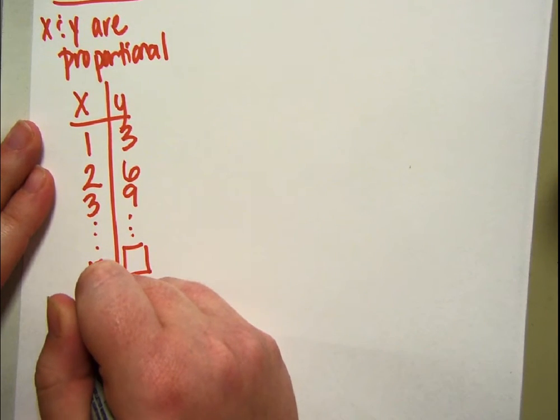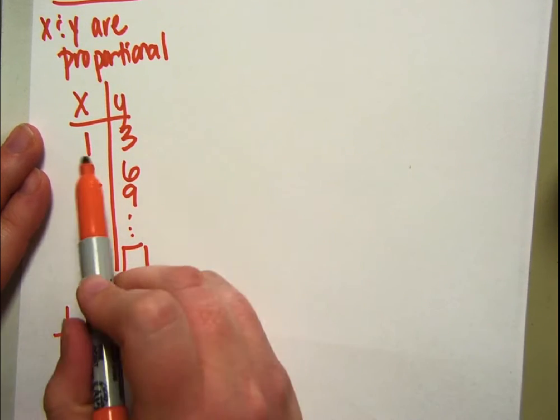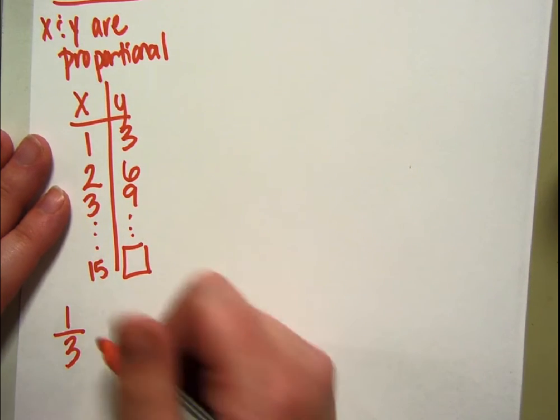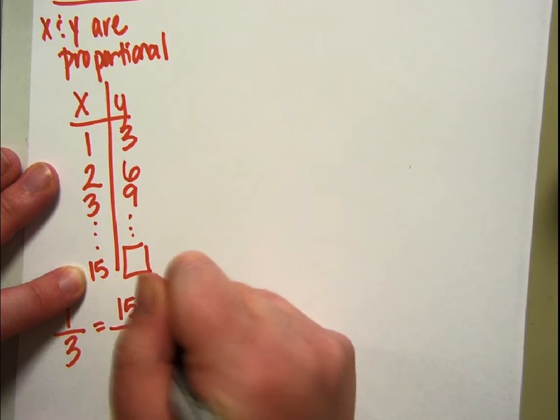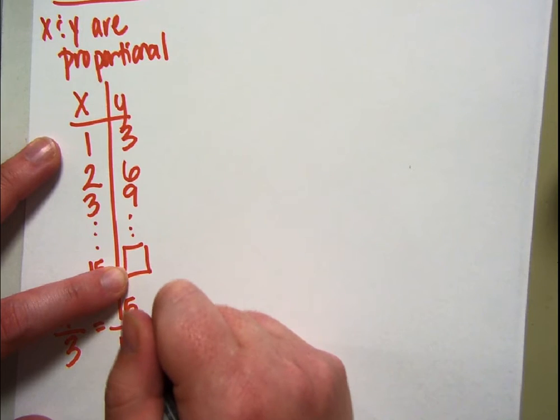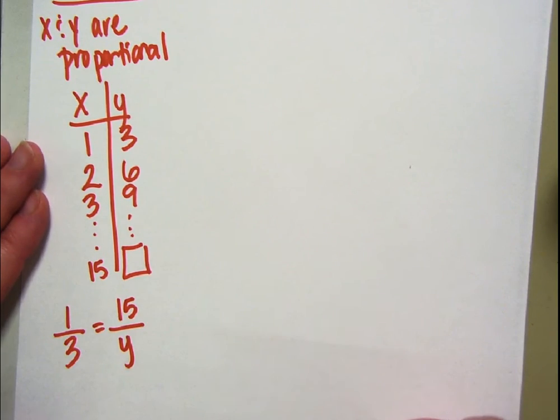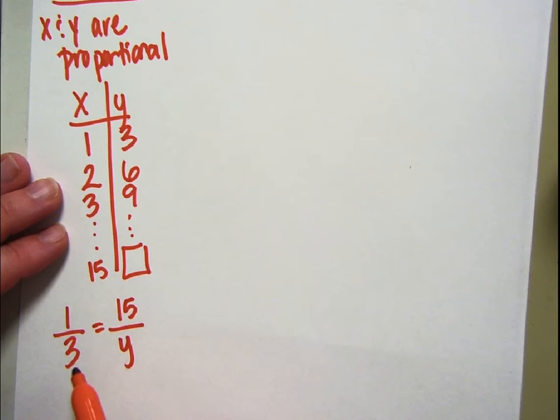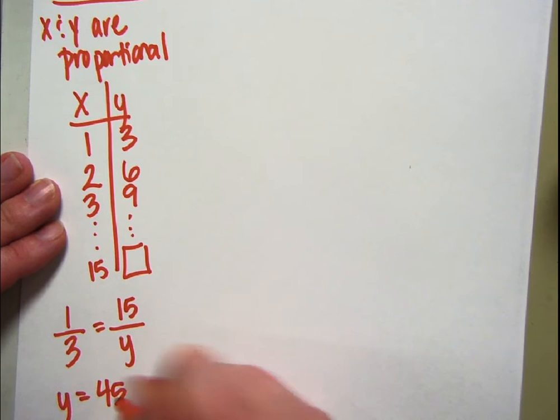Our ratio of x to y from our first ordered pair, and really we could use any x to y pairing, will equal our 15, which is the x that we're given, to this unknown y coordinate. So we set up a proportion to help us find y. To solve a proportion, you're probably familiar with cross multiplying. So we'll take 1 times y to get y, and then 3 times 15 to get 45. So this missing value would be 45.